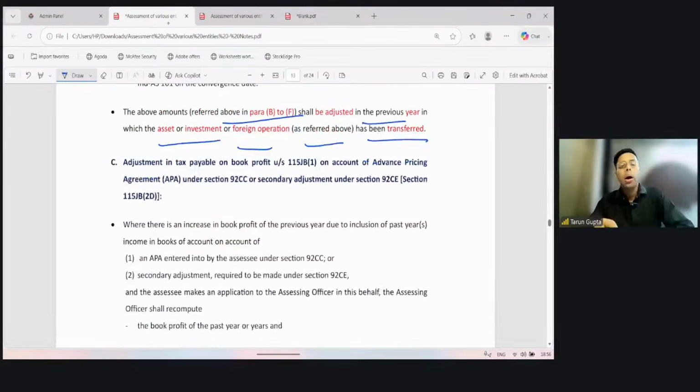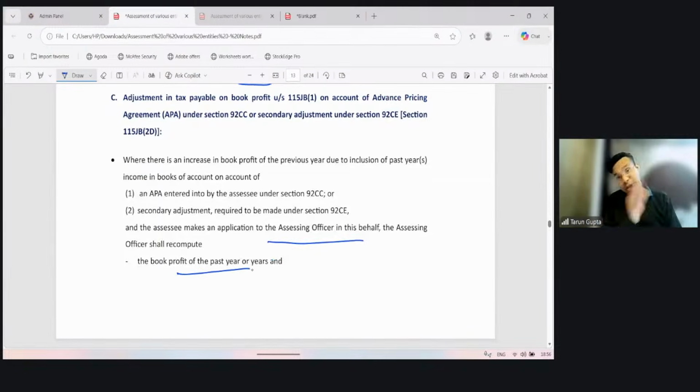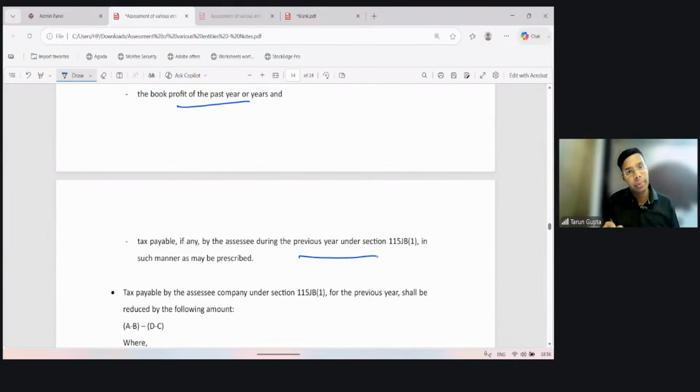Now one more thing. If there is an APA, and on account of the APA there is some income which is debited or credited in the current year but which relates to past years, or there is a secondary adjustment, then in such case the assessee makes an application to the AO and requests the AO to recompute the profit of the past year to which such income relates and the tax payable by the assessee for the current year. So what happens if there is an APA and on account of the APA there is some income which is booked in the current year which relates to the past years.